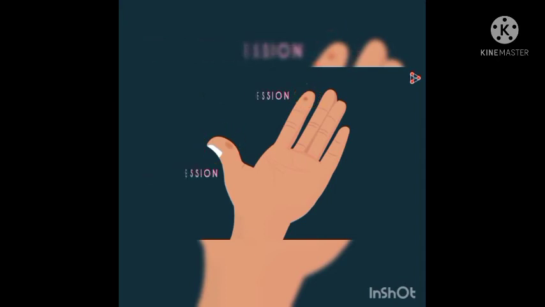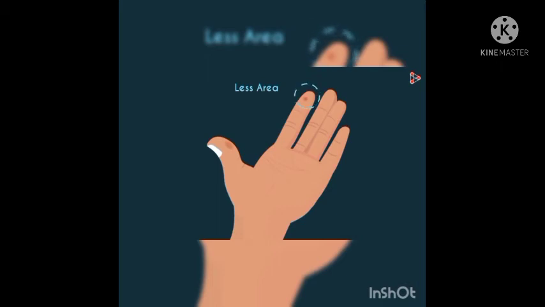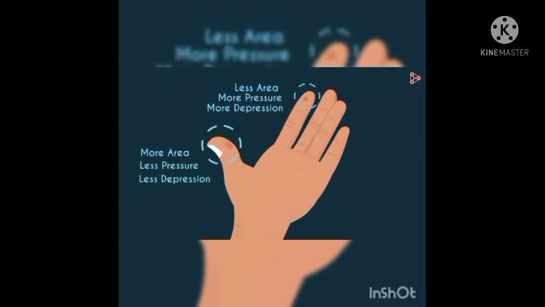The reason is when you give pressure, the pencil will exert an equal and opposite pressure according to Newton's third law. Since the tip of the pencil has a very small area, the pressure is also high, so we are getting more depression. But in the thumb finger, the area of the pencil is more and we are getting less pressure, so the depression is also less.